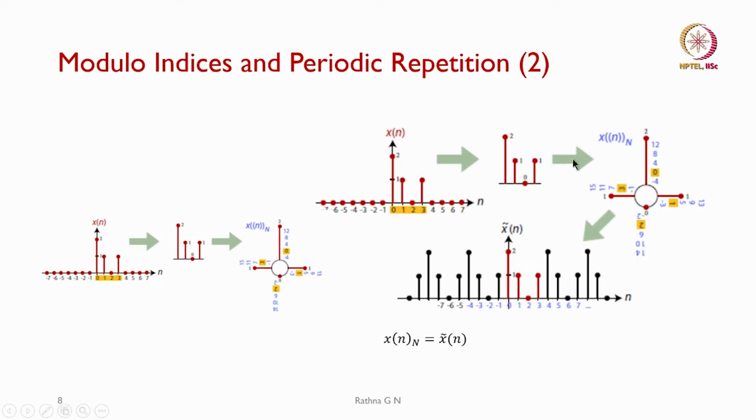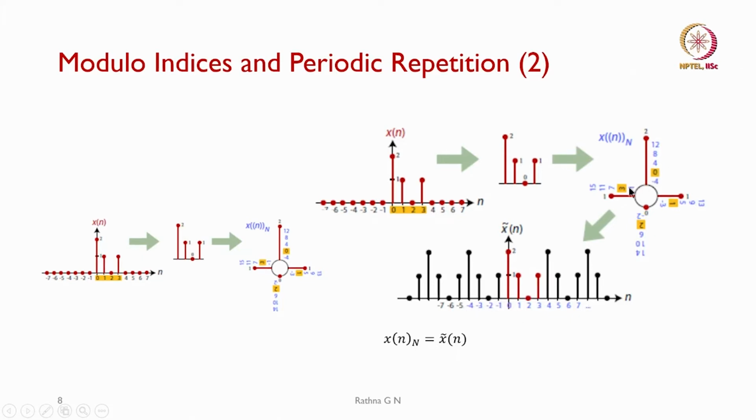Which is shown again in this manner. So, from here to here we will be going, from here to here, and from there we can show it pictorially that this is the way we are going to represent it in periodic form. So, that is x of n modulo N, which is nothing but our repetition x tilde of n, which is shown there.